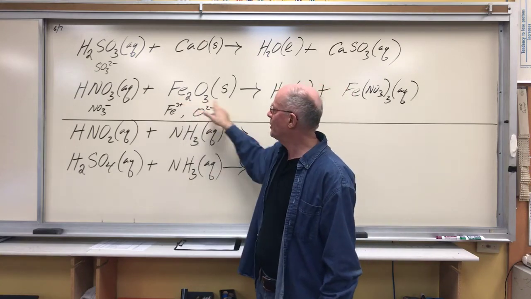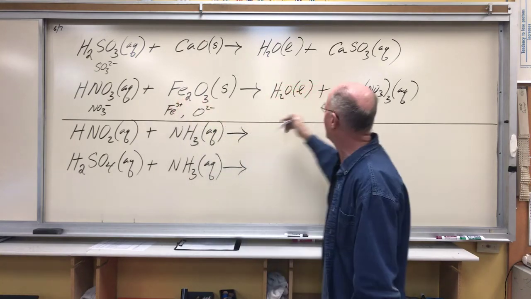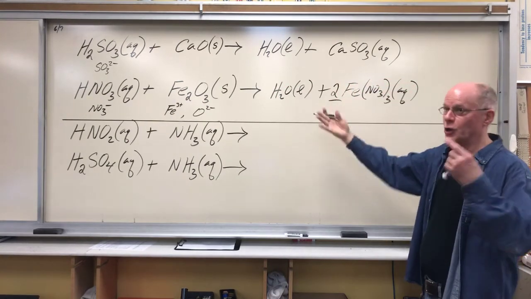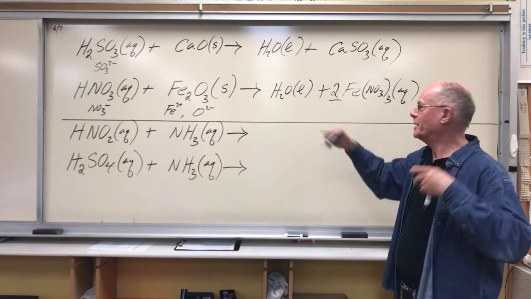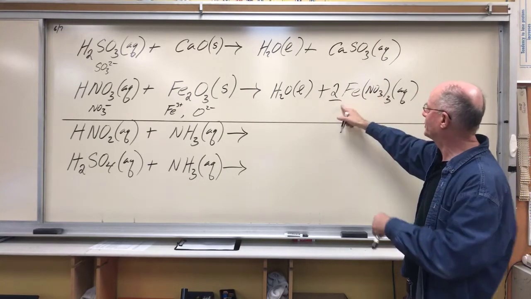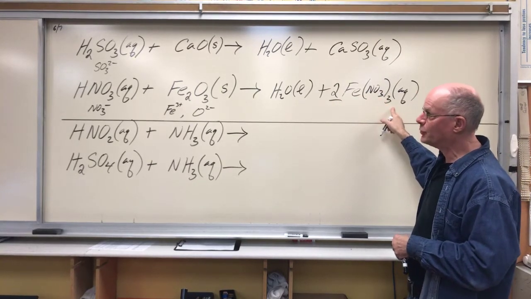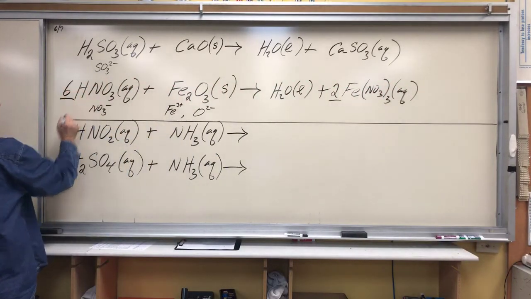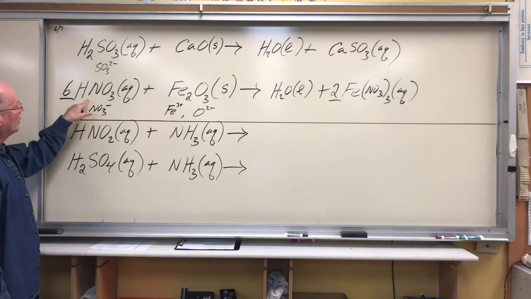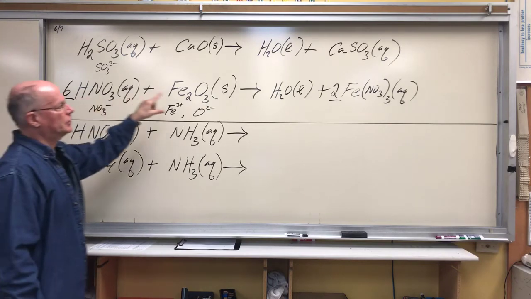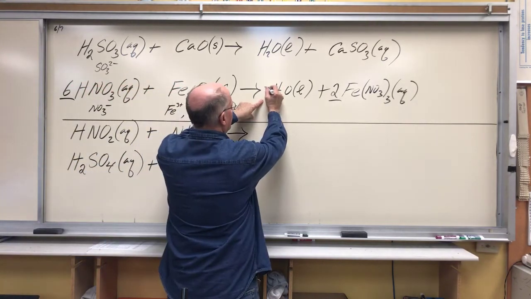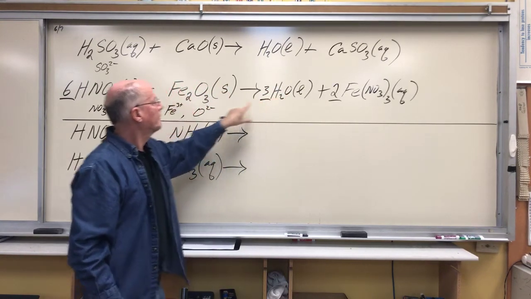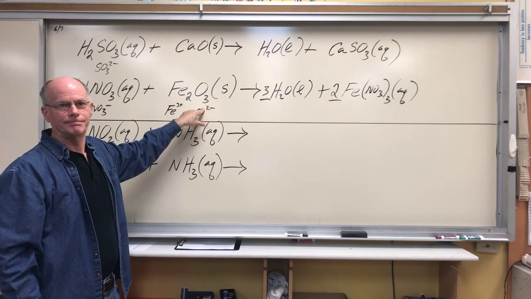So I have 2 irons here, 3 oxygens here, so let's balance the irons. That gives me, and then it's kind of a snowballing effect from there. So once I put the 2 in front of here, it's going to affect everything. So I now have 6 nitrates. So on this side, I would need to put a 6 to balance the nitrates, which gives me 6 hydrogens. So on this side, I need to put a 3 to balance the hydrogens, which gives me 3 oxygens, which is what I have here. So we're good.